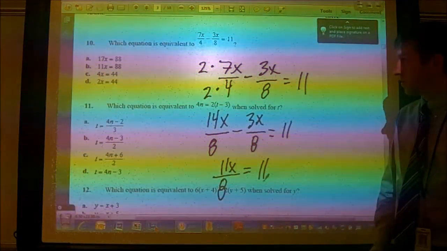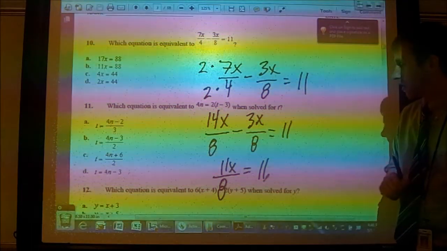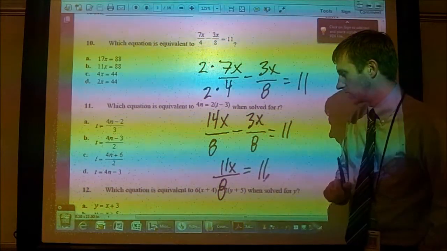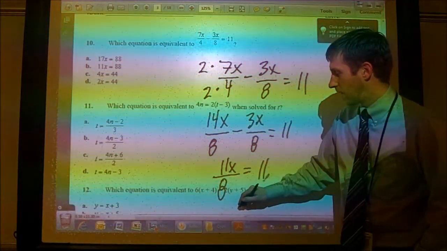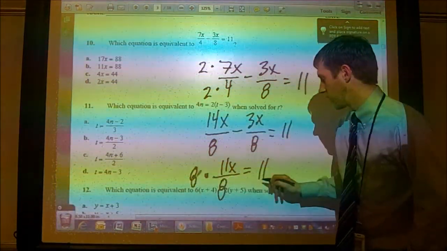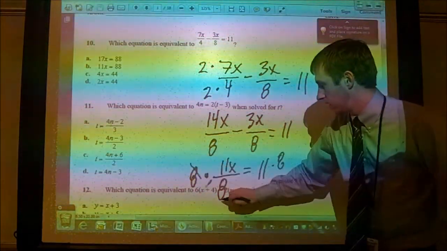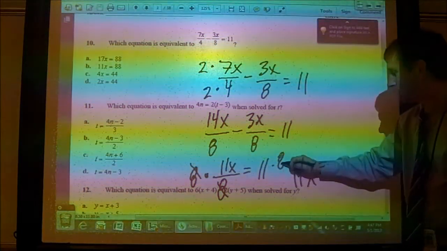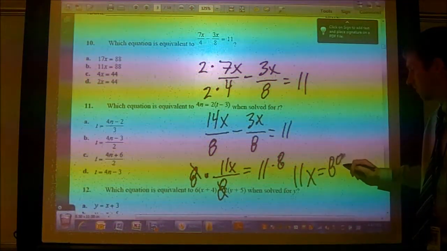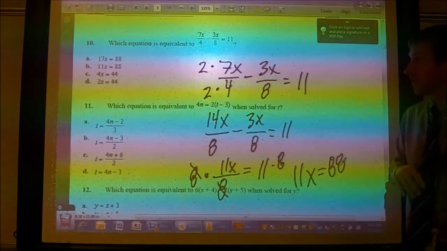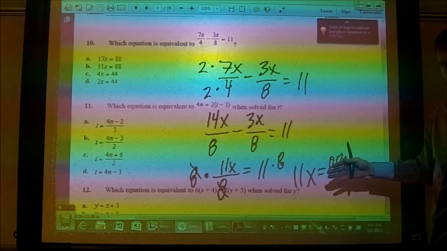All right? All of our answers, we're not quite matching yet, but we don't have any fractions in our answers, all right? So I want to get rid of this fraction, this 8. To get rid of an 8 in the denominator, the opposite or the inverse of dividing is to multiply. So I'm going to multiply both sides by 8. I cancel on this side, and I get 11x equals 11 times 8, which is 88. We do have an answer there, right? That's answer B.